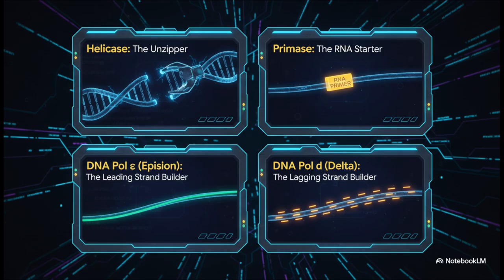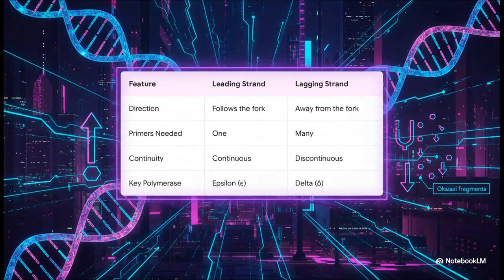You've got helicase, that's the unzipper. You've got primase, that's the RNA starter, laying down those crucial little primers. And then you have the main builders, DNA polymerase epsilon, who has the easy job of building the leading strand, and DNA polymerase delta, who has the much trickier job of building the lagging strand. This comparison table, this is everything.